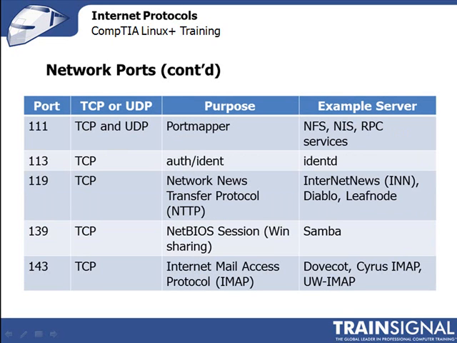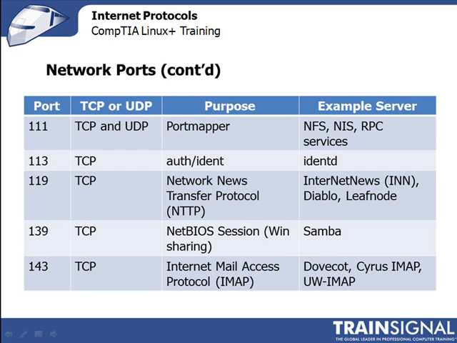Our port review continues with 111, which uses TCP and UDP. Its purpose is Port Mapper. Example servers are NFS, NIS, and RPC services. Next we have 113, which also uses TCP. Its purpose is auth/ident, IDENT, and the example server is identd.